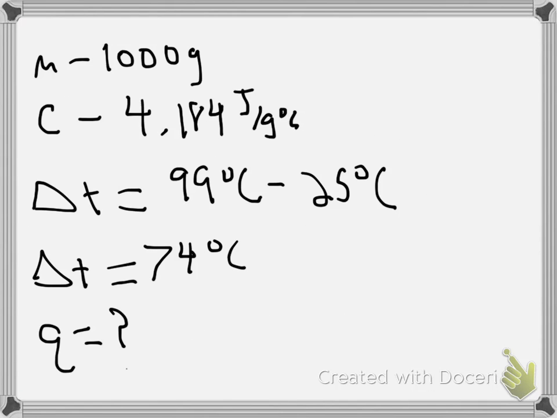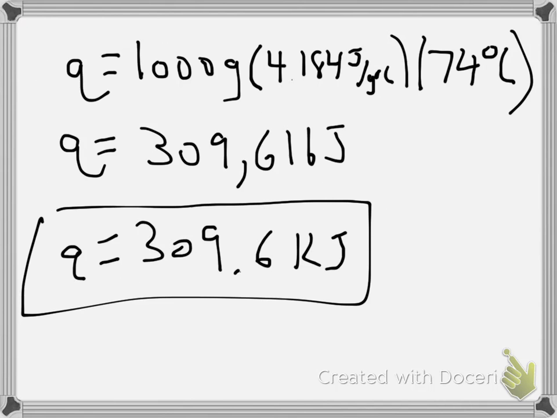First you want to make a variable list, and see my M is 1,000 grams, my C is 4.184 joules per grams degree Celsius, and my delta T is my final minus the initial, which is 74 degrees Celsius. And then we are solving for Q in this equation, and so all you really have to do is plug in the numbers for where the variables are in the equation. So on the top is the equation, which is Q equals 1,000 grams times 4.184 joules per grams degree Celsius times 74 degrees Celsius.